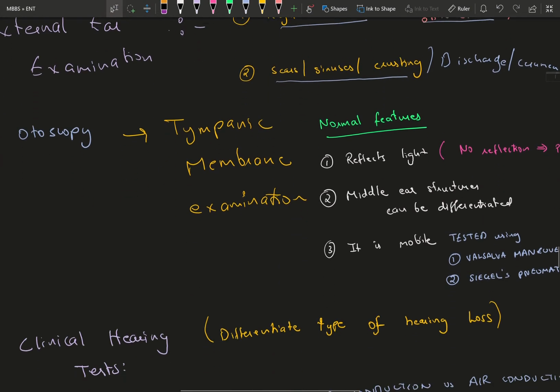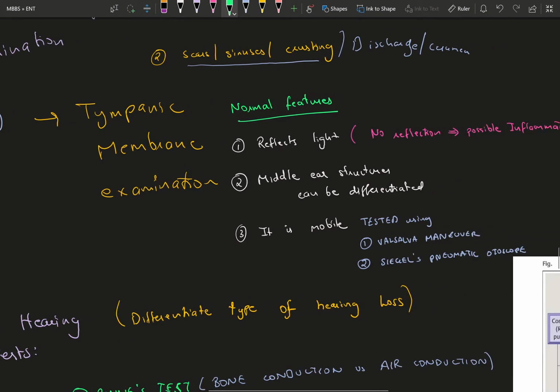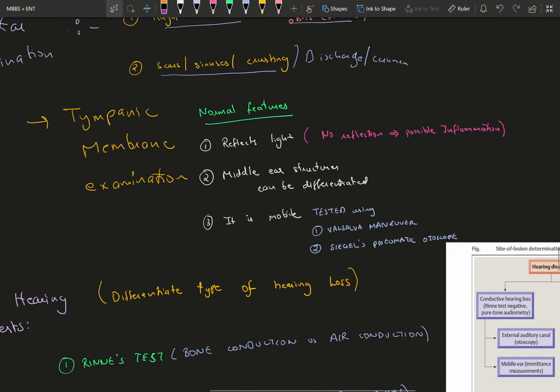Then for finding out about the tympanic membrane, you do something known as otoscopy. Otoscopy is nothing but visualization of the tympanic membrane and the middle ear. So the normal features of any tympanic membrane are they reflect light because they're made of squamous epithelium, which helps in the reflection of light generally, and the specific part known as cone of light, which is present at a specific angle, so it appears shinier than the rest of the tympanic membrane.